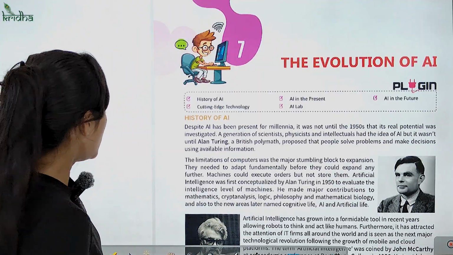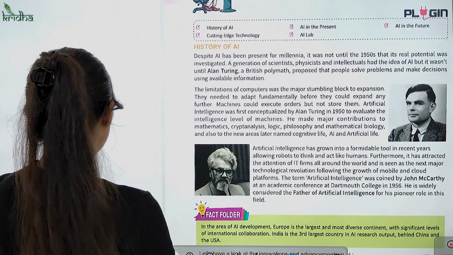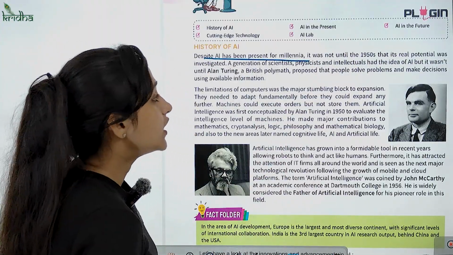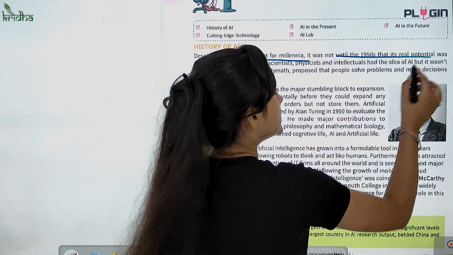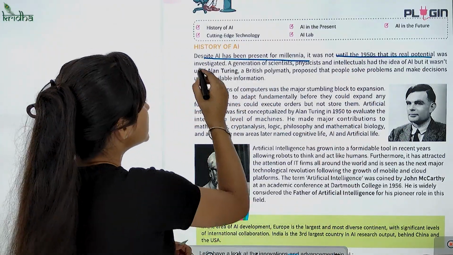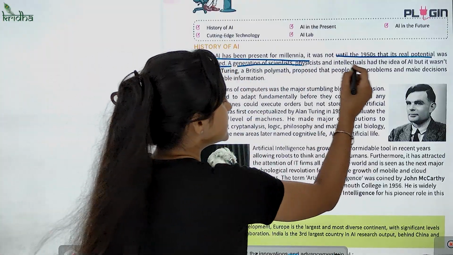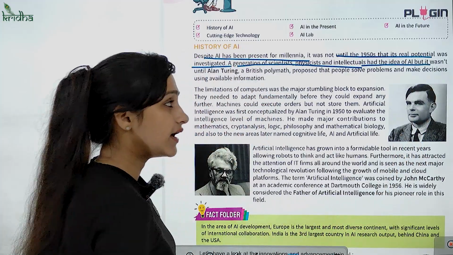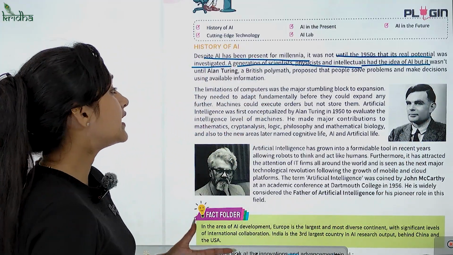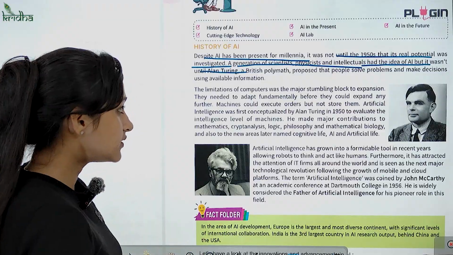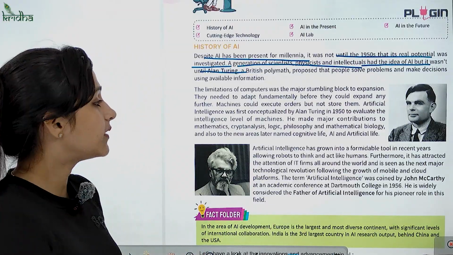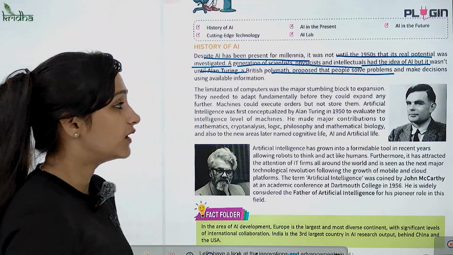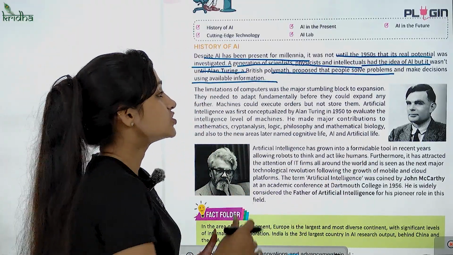So let's begin. Let's talk about the history of artificial intelligence. Despite AI having been present for millennia, it was not until the 1950s that its real potential was investigated. A generation of scientists, physicists, and intellectuals had the idea of AI, but it was not until Alan Turing, a British polymath, proposed that people solve problems and make decisions using available information.